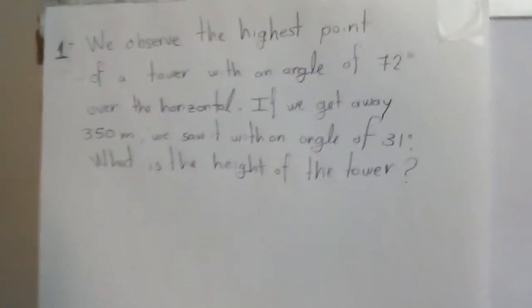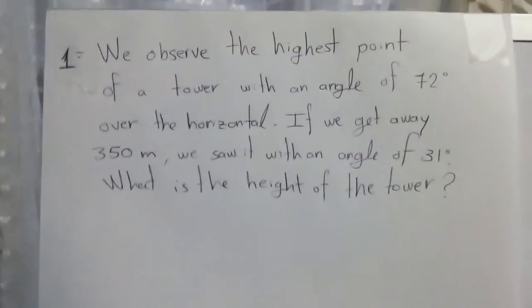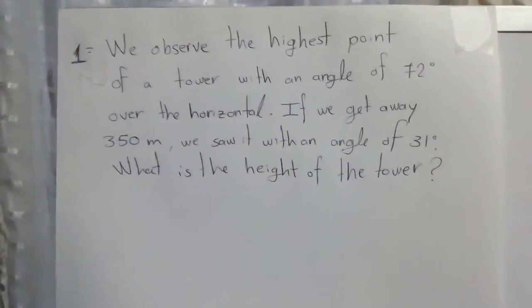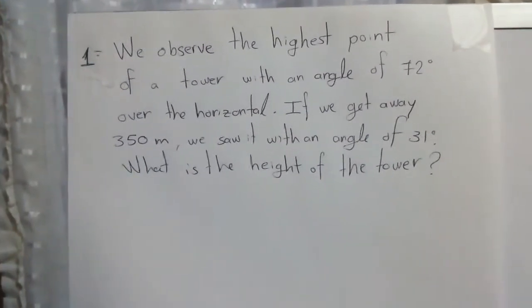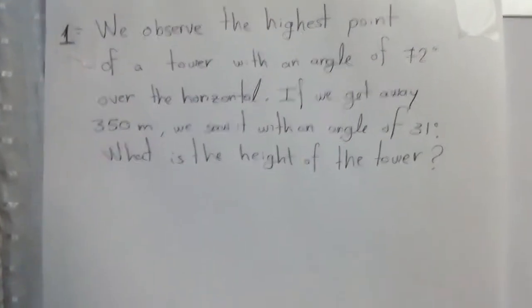So here's the first one. Let's read it. It says, we observe the highest point of a tower with an angle of 72 degrees over the horizontal. If we get away 350 meters, we see it with an angle of 31 degrees. What is the height of the tower?